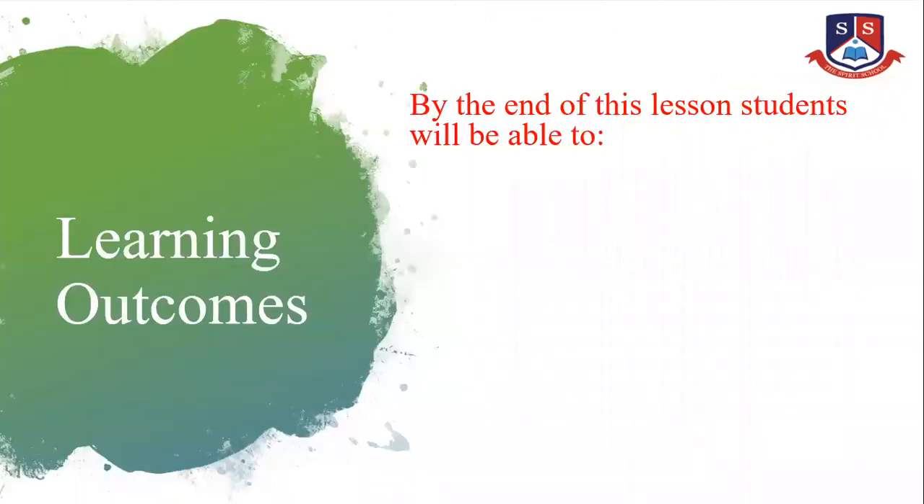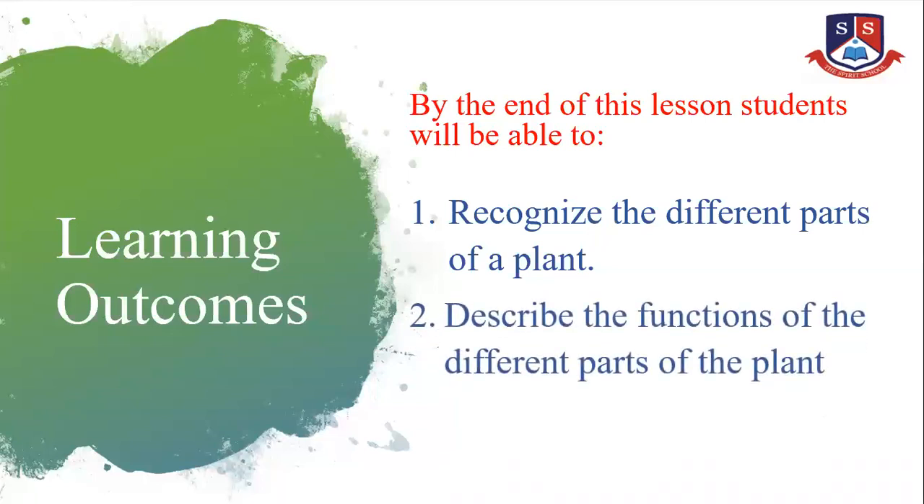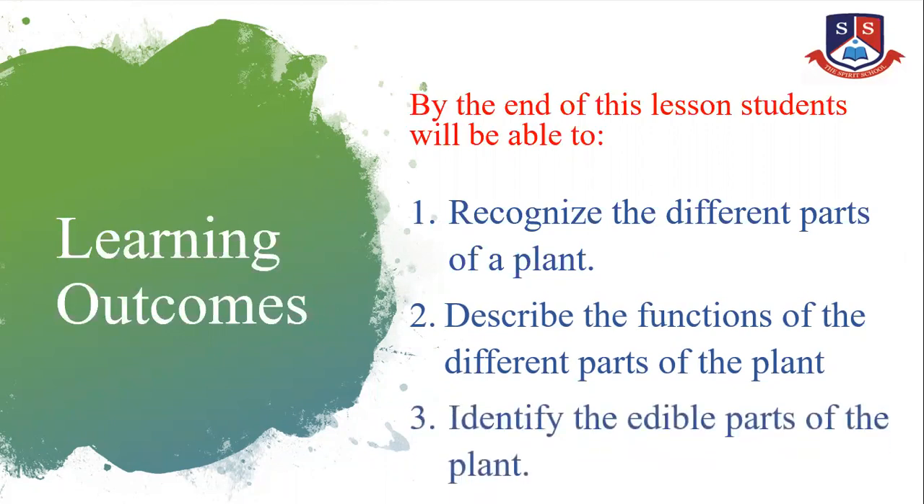Learning outcomes. By the end of this lesson, students will be able to recognize the different parts of a plant, describe the functions of the different parts of the plant, identify the edible parts of the plant.